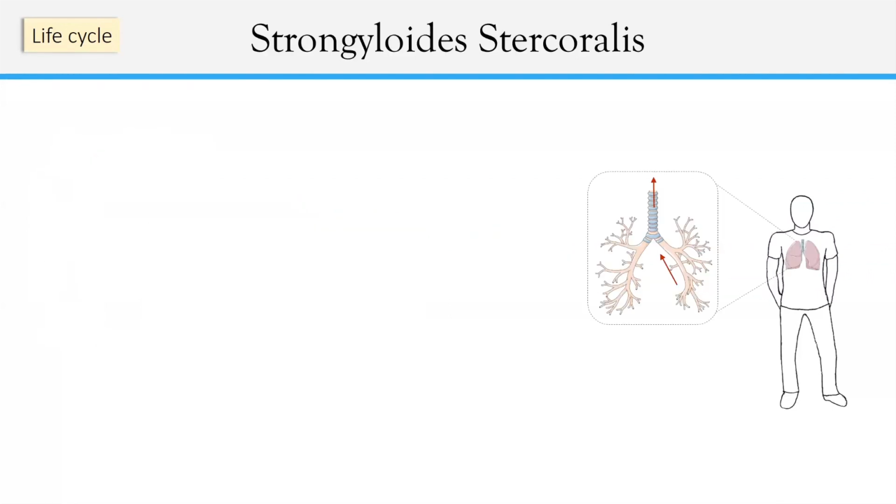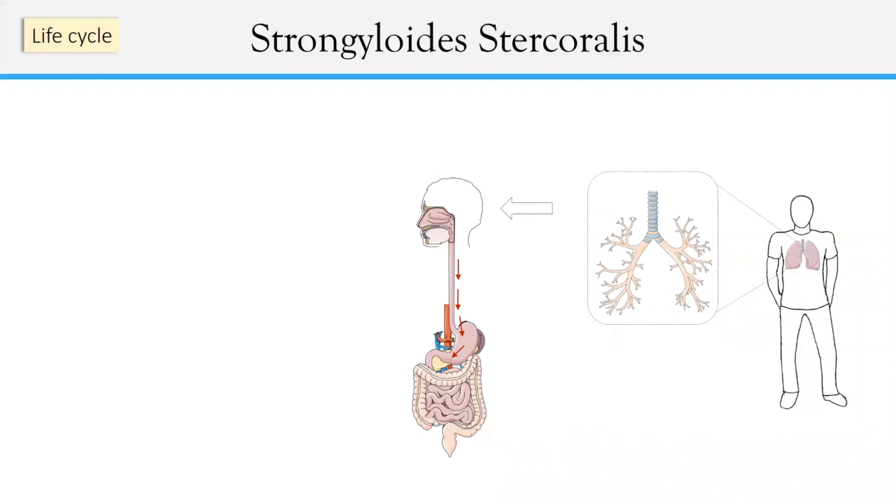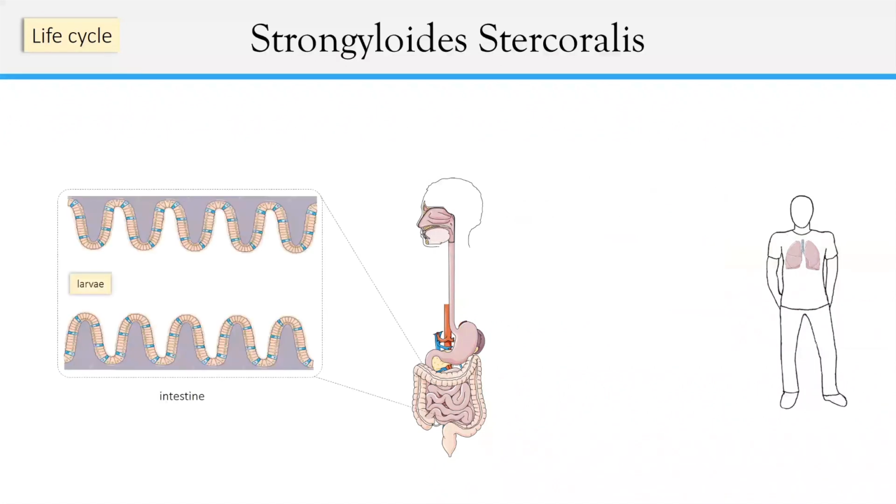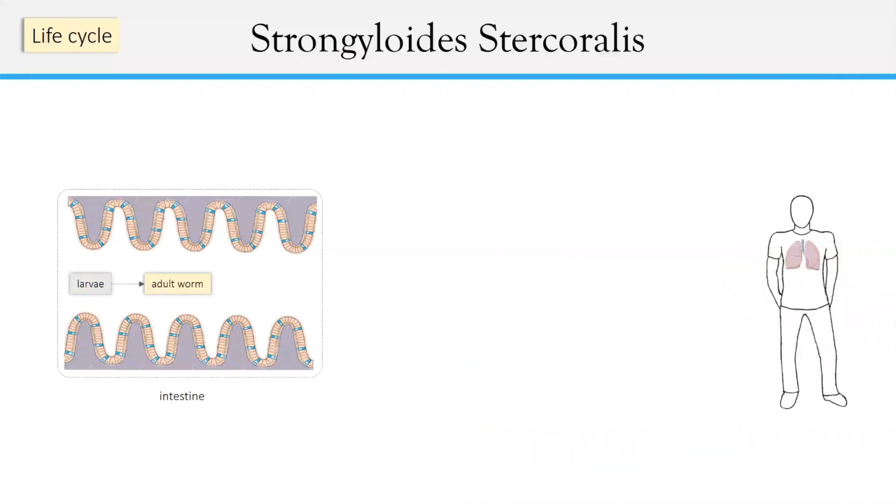After skin penetration, larvae will migrate through blood circulation into the lungs, then through the bronchial tree and trachea into the esophagus, and from the esophagus they will go into the gastrointestinal system. And there, inside of the intestine, larvae will be transformed into an adult worm. Then the adult worm will produce eggs, and eggs will give rise to infectious larvae inside of the intestine.